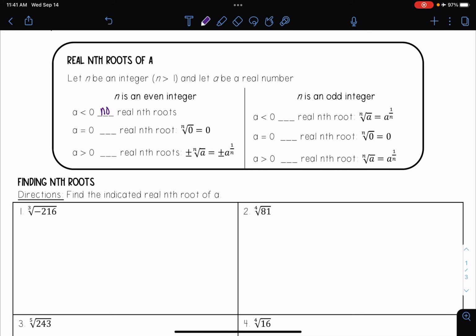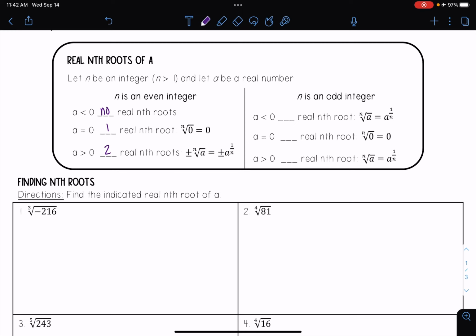When a equals 0, there's one real nth root, and that's just going to be 0. And when a is greater than 0, there are 2 real nth roots. And that's going to be plus or minus the nth root of a. From examples that we've already seen, if I take the square root of 9, remember when there's no index here, there's really a 2. 2 is even, and so that means the answer here would be plus or minus 3, because 3 squared gets me 9, and -3 squared gets me 9.